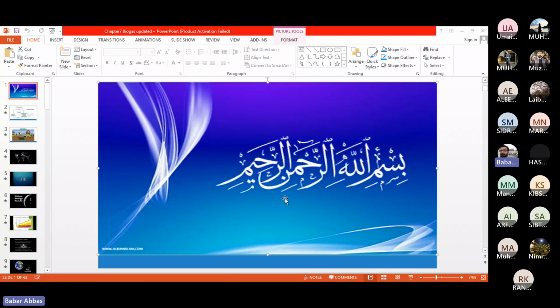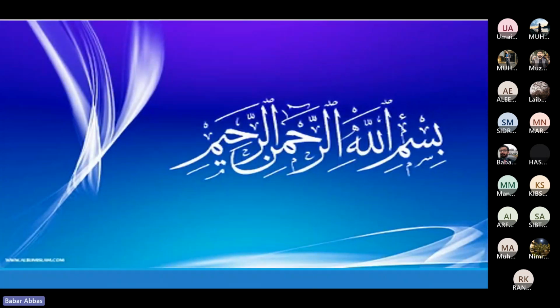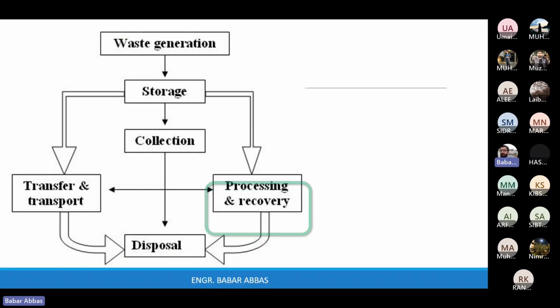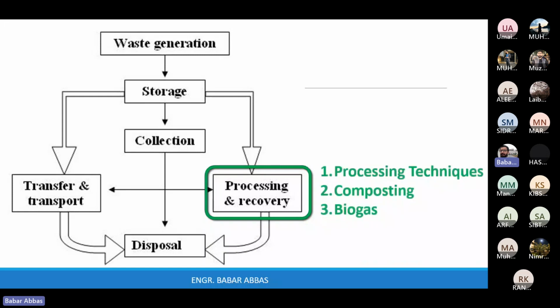Bismillah ar-Rahman Rahim. So today's topic is one from the processing and recovery element, which is the functional element of solid waste management system. And we have covered all previous four functional elements, including waste generation, storage, collection, transfer, and transport. And this is the last part of processing and recovery. The first two parts were processing techniques for plastic waste recycling and organic waste recycling. And then particularly we had two techniques which are very feasible for the domestic waste management.